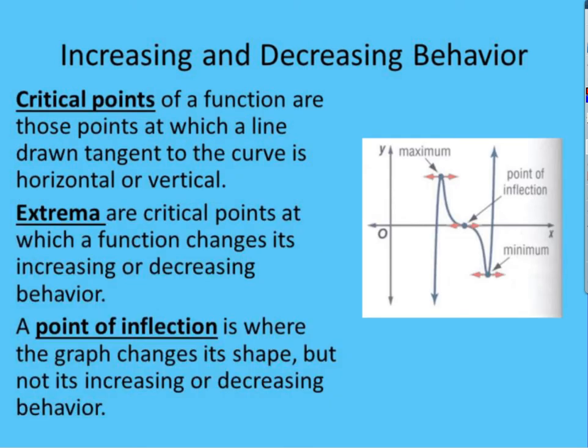The critical points of a graph are the turning points. You can draw a line that is tangent at the curve, and it'll either be horizontal or vertical. The extrema are the critical points at which a function changes from increasing to decreasing. And the point of inflection is where a graph changes its shape. So this is an extrema because it's changing from increasing to decreasing. This is an extrema because it's going from decreasing to increasing. And this is a point of inflection because instead of being concave up, the graph is now becoming concave down.